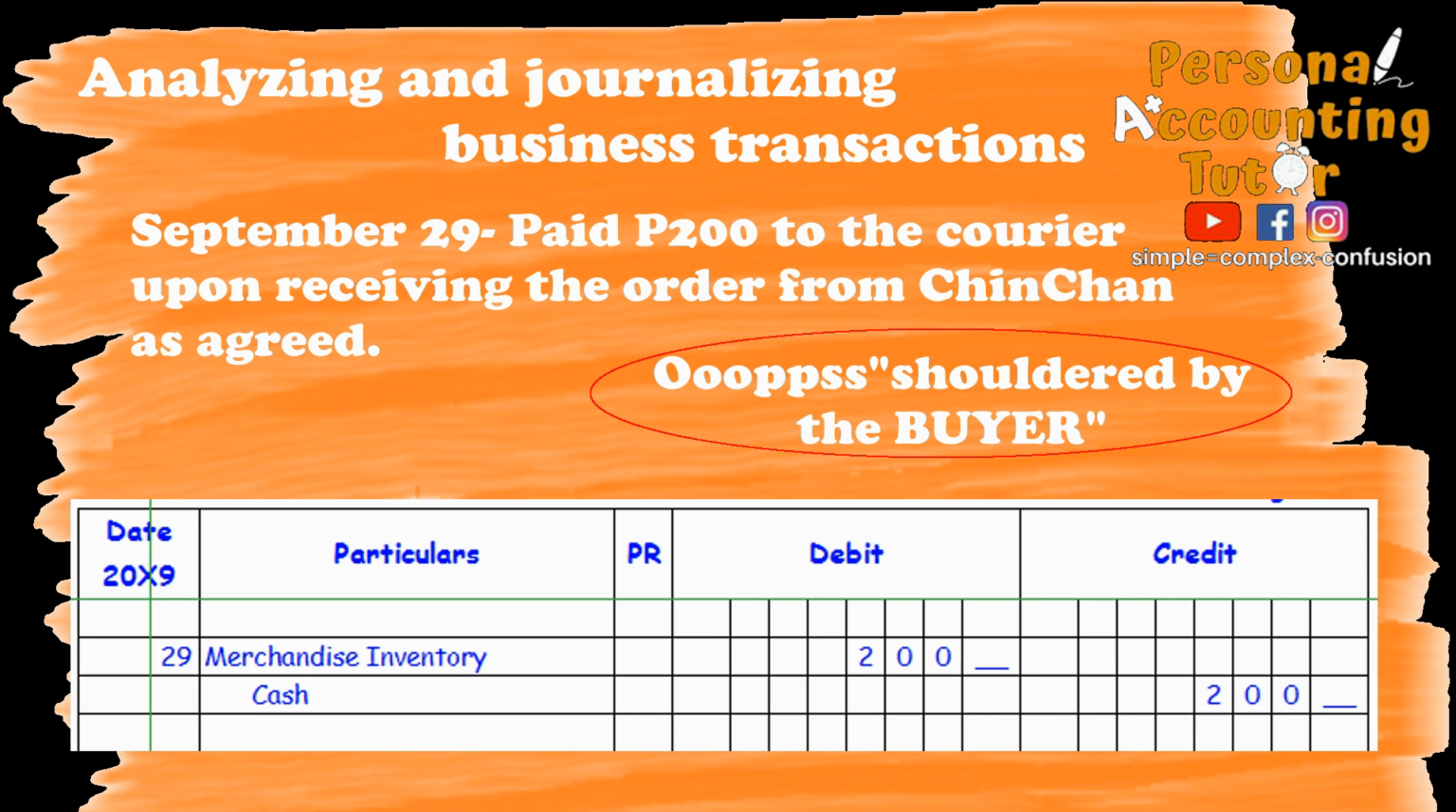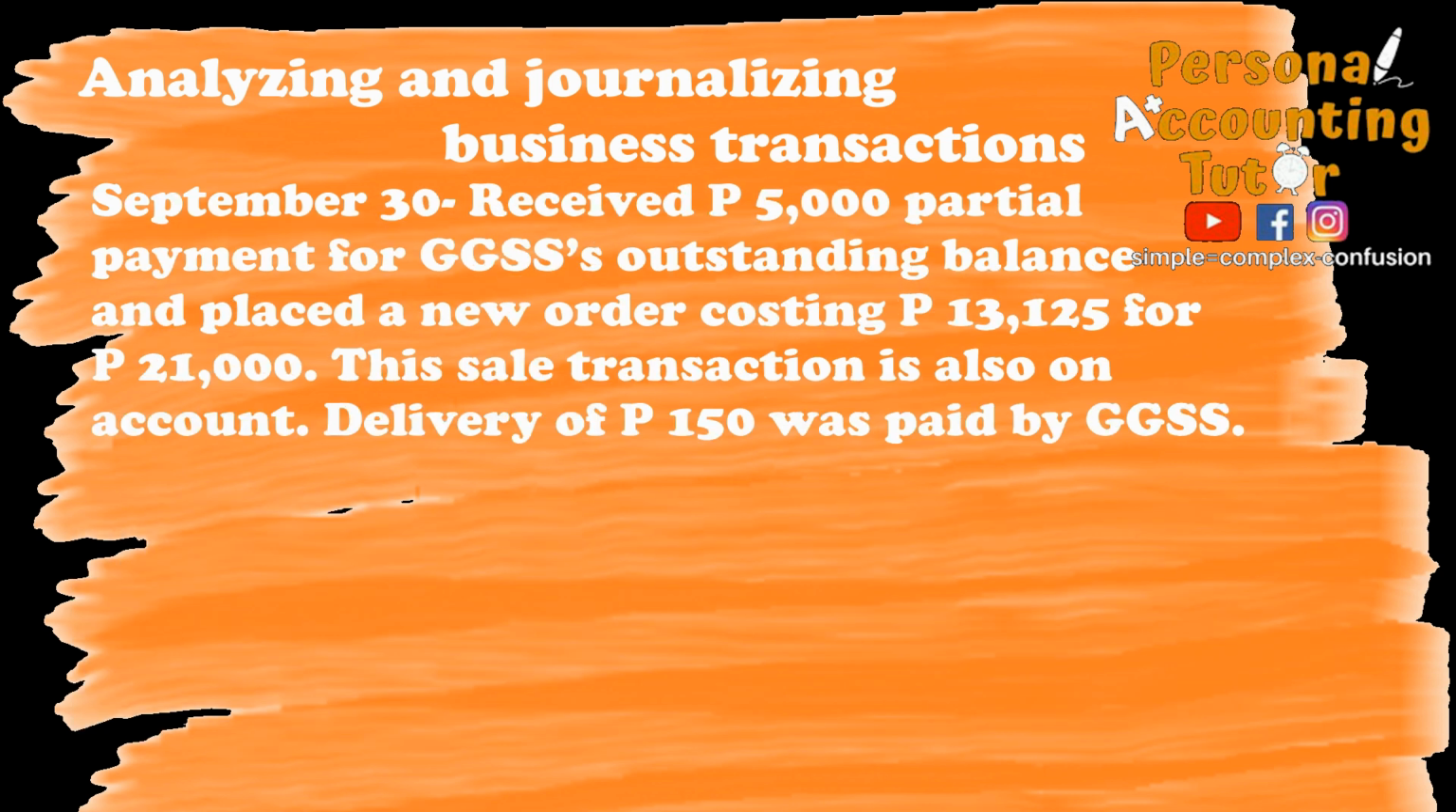So the next transaction will be September 30, receive 5,000 partial payment for GGSS outstanding balance and placed a new order costing 13,125 for 21,000 pesos.